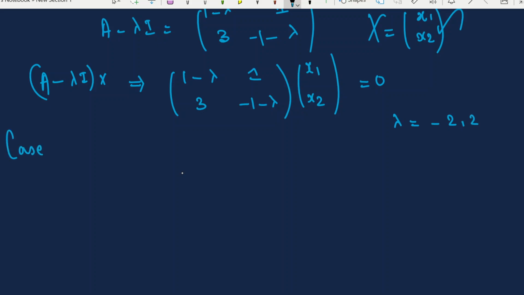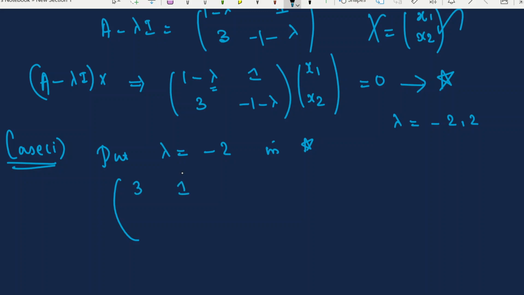So first, case 1. Now this is our star equation. Put lambda equals the first eigenvalue in star. So I am going to substitute lambda equals minus 2 here. So 1 minus of minus 2 is 3, 3, and minus 1 minus of minus 2 is 1. So [3, 3; 3, 1] times (x1, x2) equals 0, which is nothing but the 0 matrix.